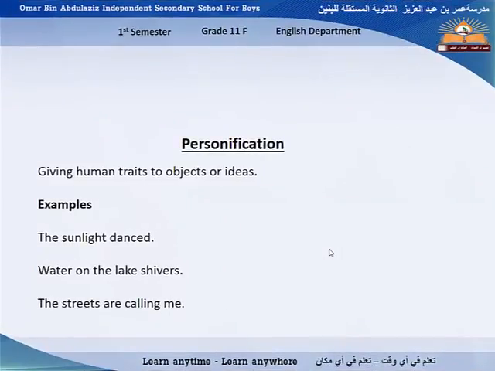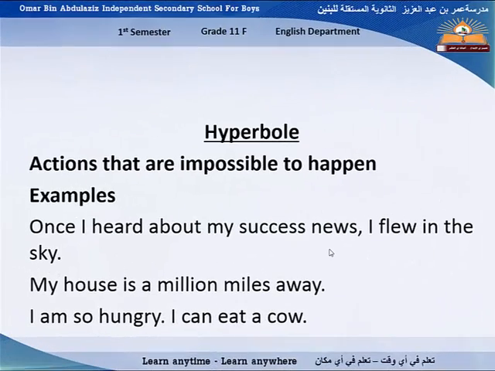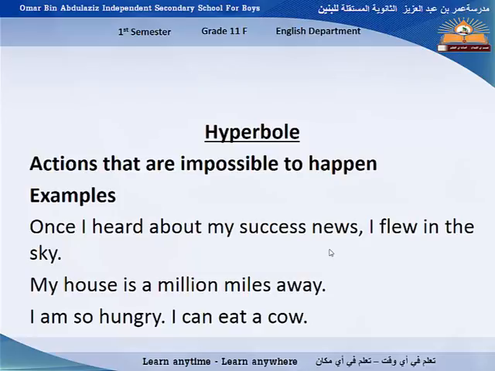Okay, also personification. What's personification? It means to give human traits or features to objects, ideas, or phenomena. For example, here, the sunlight danced. Water on the lakes shivers. The streets are calling me. And there are many examples for personification. The night crawls, the moon smiles, and so on. So you used the features of humans with objects.